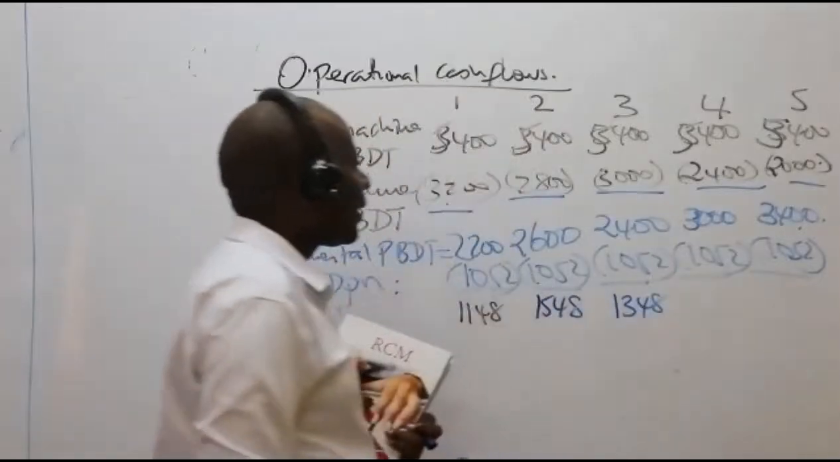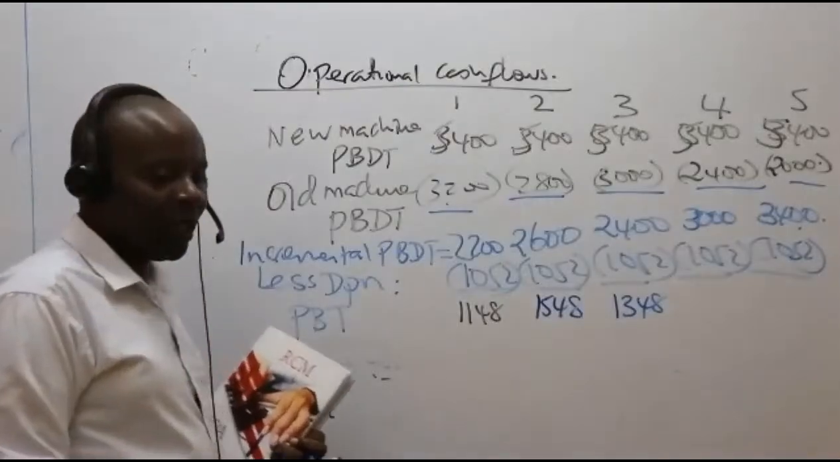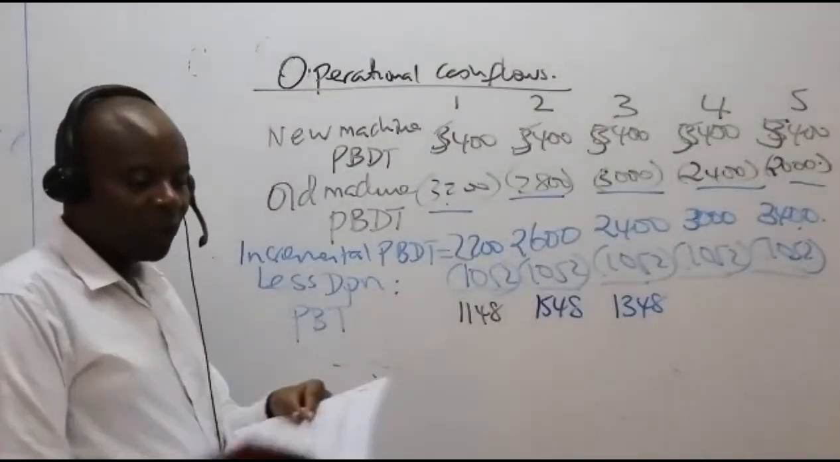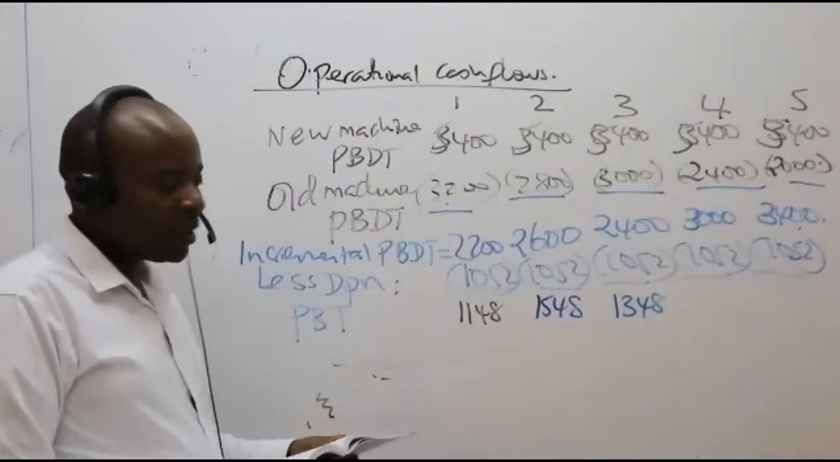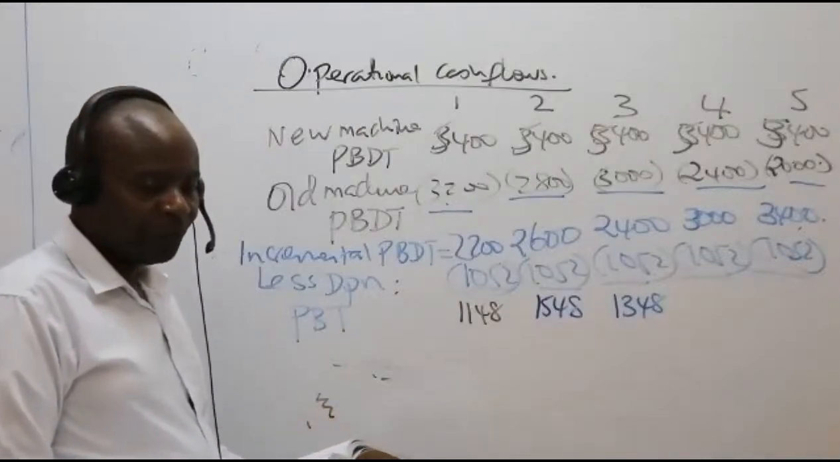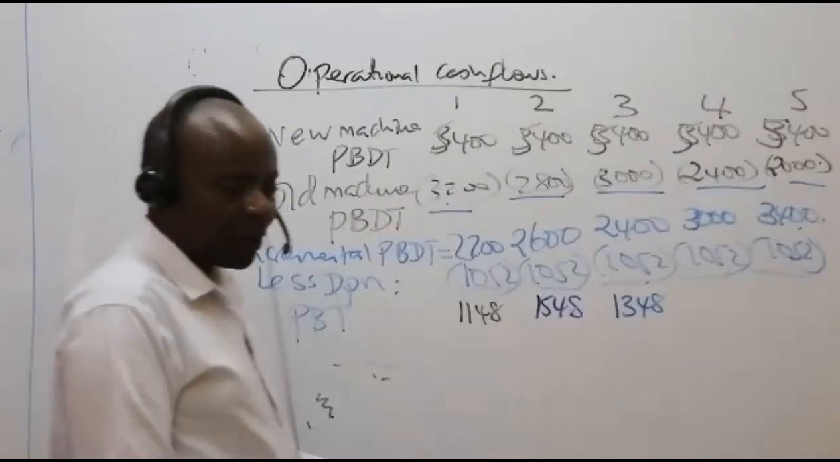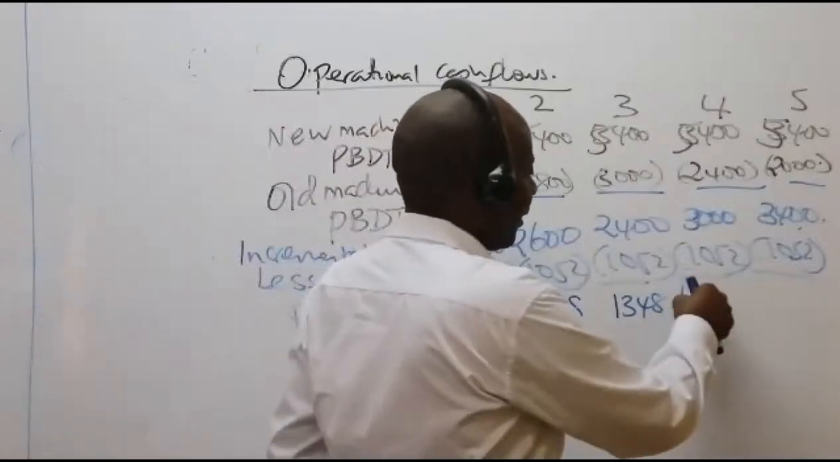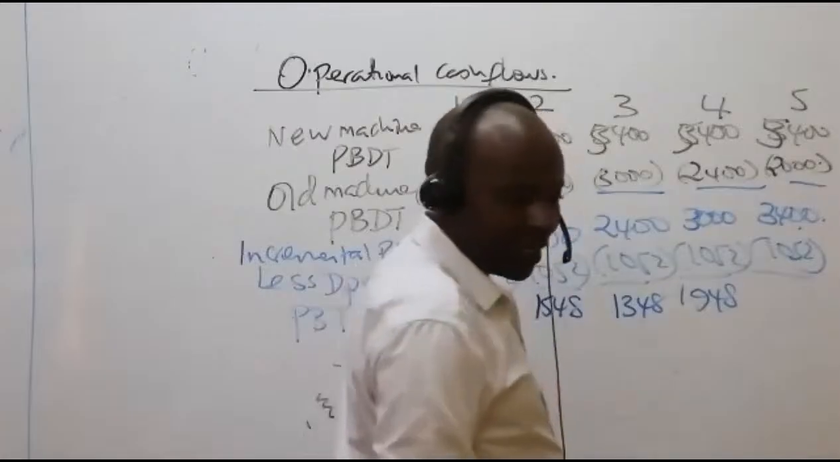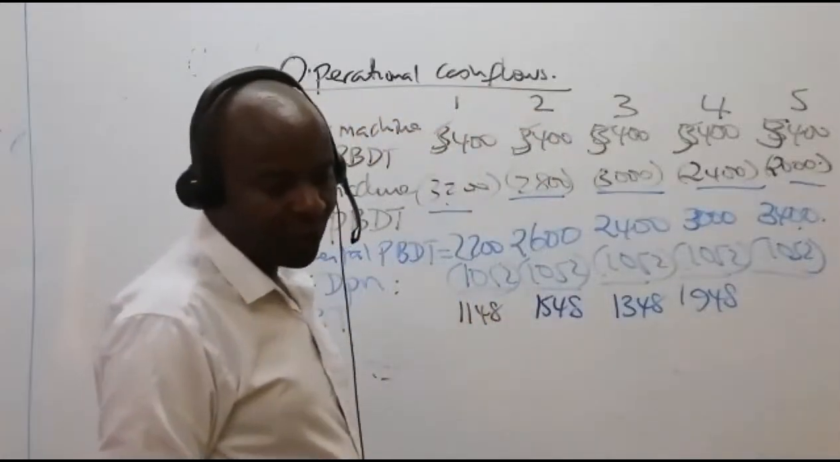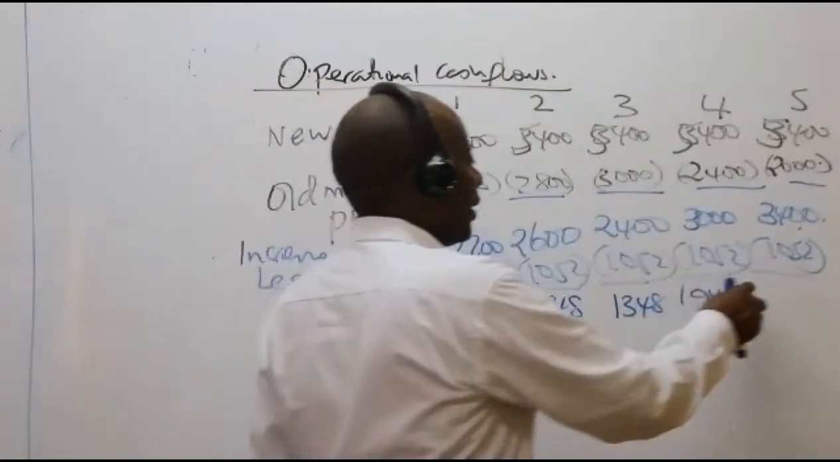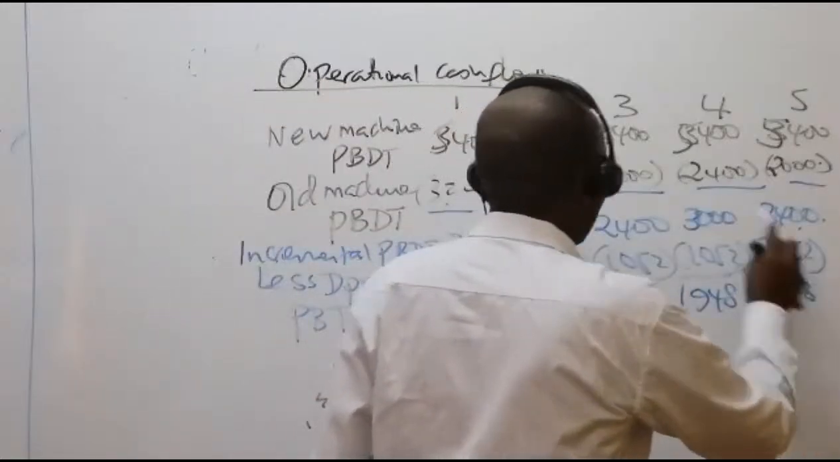There is somebody who is saying that the incremental depreciation is 600. Really? The one that we got after subtracting, are we getting 600 really, or 1052? So I can see 1948, and then lastly, it's 1052. Yes, it's 1052. 2348. Thank you very much.